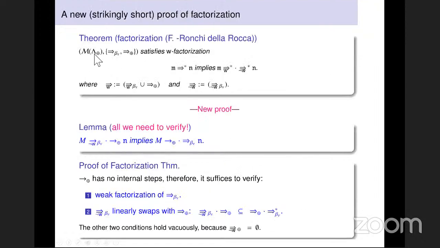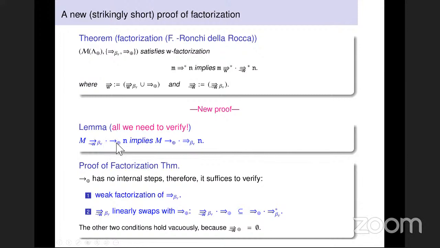The calculus is distributions on terms and these lifted reductions. And in the paper, we show factorization: each reduction can be factorized into weak steps followed by non-weak steps. New proof. You only need one ingredient. That is, again, same as in the case of the non-deterministic calculus, a simple one-step swap.